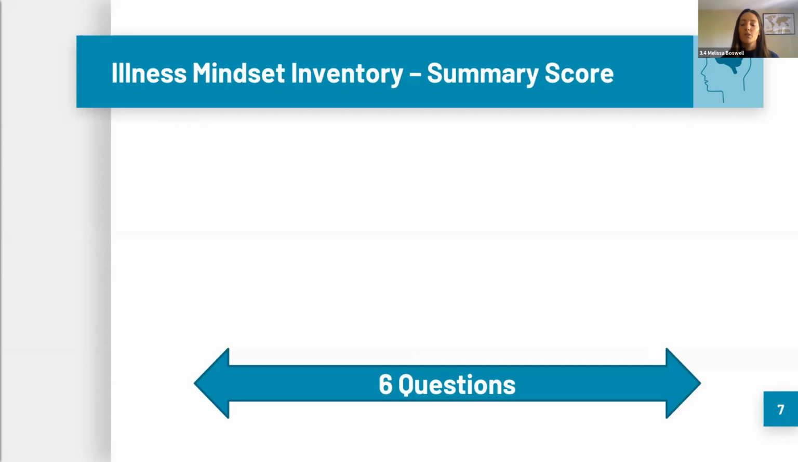The Illness Mindset Summary Score is a composite score of 6 questions, part of a larger and validated mindset survey. It is scored from a 1 to a 6, where a 1 signifies a less adaptive mindset about illness, and a 6 is more adaptive.